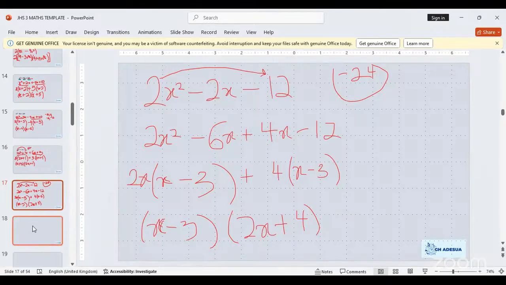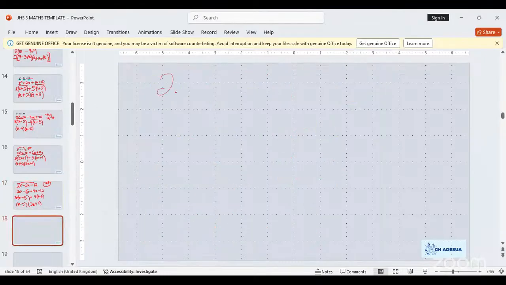Okay, the expression was 2x squared minus 2x minus 12. Let me write it. 2x squared minus 2x minus 12. Good. And I found out that 2 could run through the expression, so I divided all by 2. Okay, so what's the outcome? I got x squared minus x minus 6. So you have 2 outside, right? No, I divided through by 2.